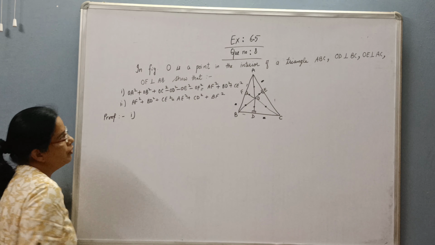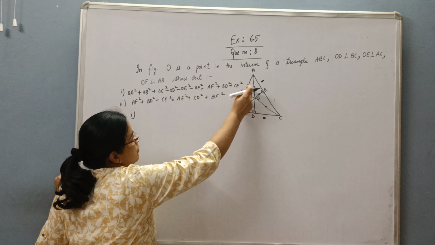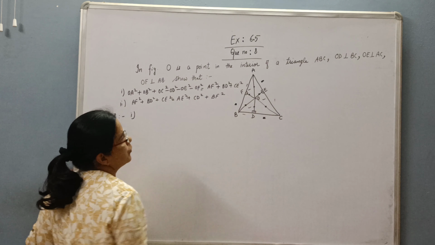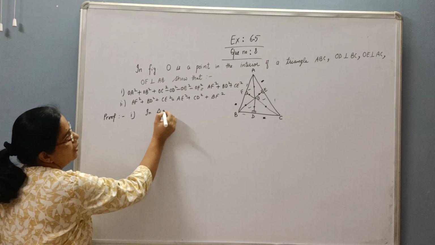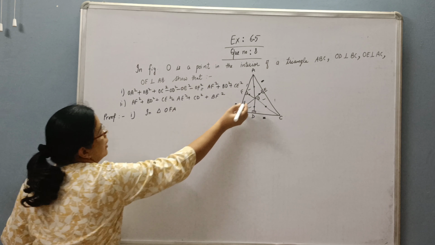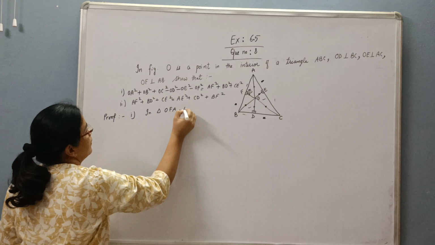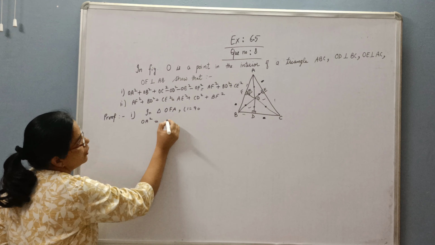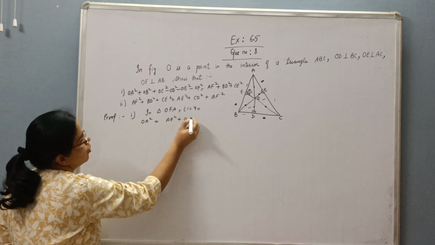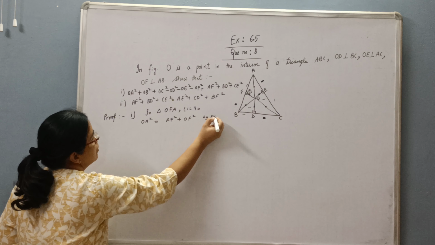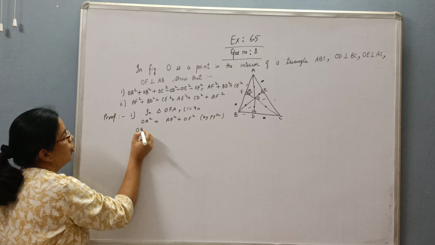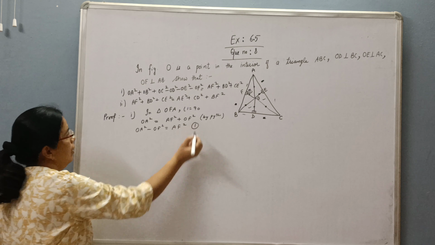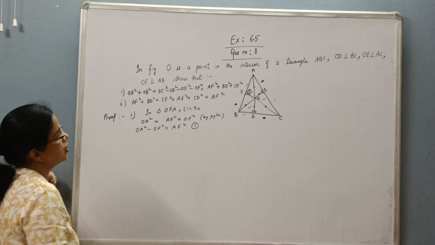Part number 1. First of all, we need three sides of this triangle. So first of all, consider triangle OFA, angle 1 is 90 degrees. So we can apply Pythagoras, that is OA square is equal to AF square plus OF square by Pythagoras. Or you can write OA square minus OF square is equal to AF square. This is equation number 1.